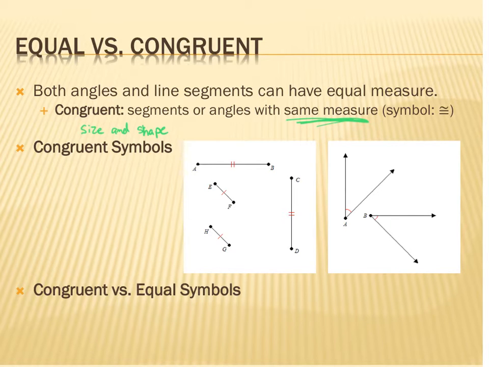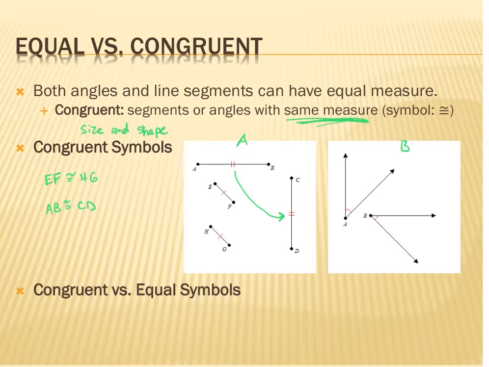So congruency symbols are labeled with tick marks. In picture A right here, EF is congruent to HG. If you have more than one thing in the picture, and in picture A I have 2 sets of segments, the tick marks tell you what is congruent with what. EF and HG only have 1 tick mark, so they are congruent to each other. Whereas AB has 2 tick marks, so it is congruent to the only other segment that has 2 tick marks, which is CD.